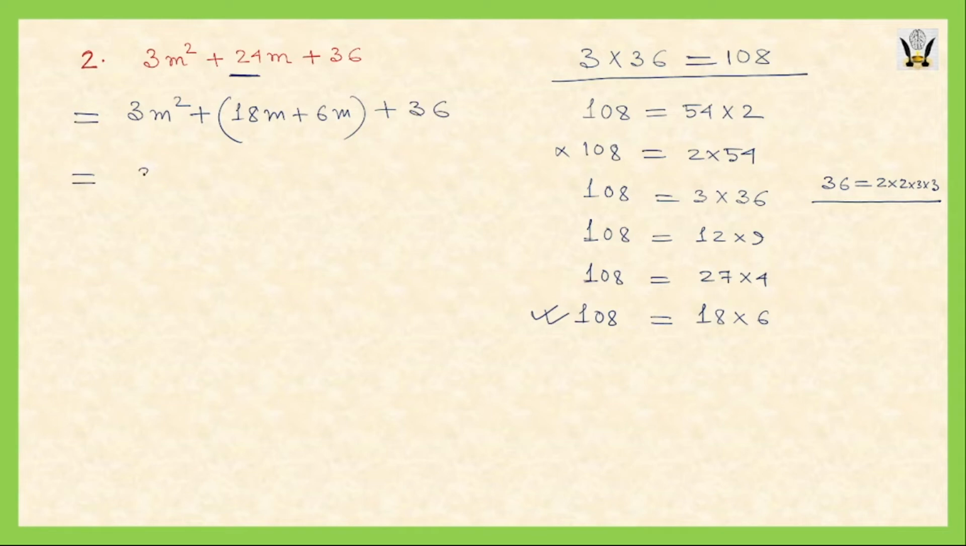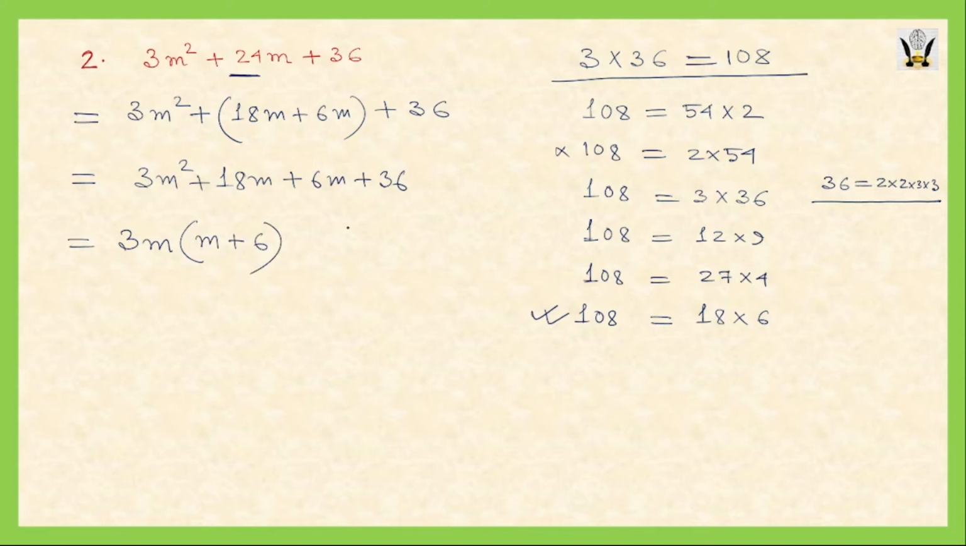So if we now remove the bracket, it will be 3m square, then 18m, then we have 6m plus 36. Now between the first two terms, the highest common factor, as we can see, is here 18 can be expressed as 3 multiplied by 6. So 3 is a common factor. Again between these two terms, m is also a common factor. So 3m, if we take this as our common factor, then as a binomial we can write here m, and then here we will have 6.